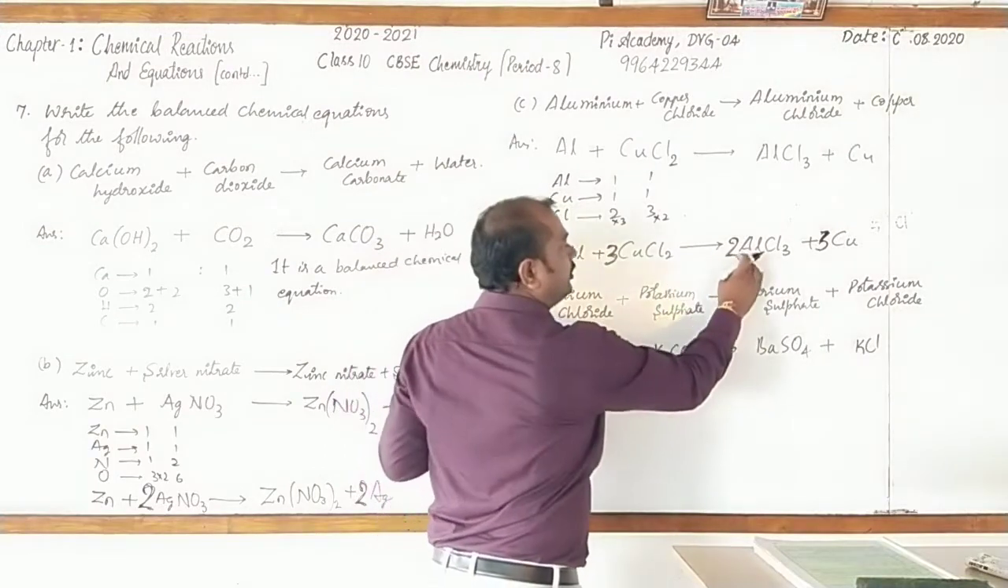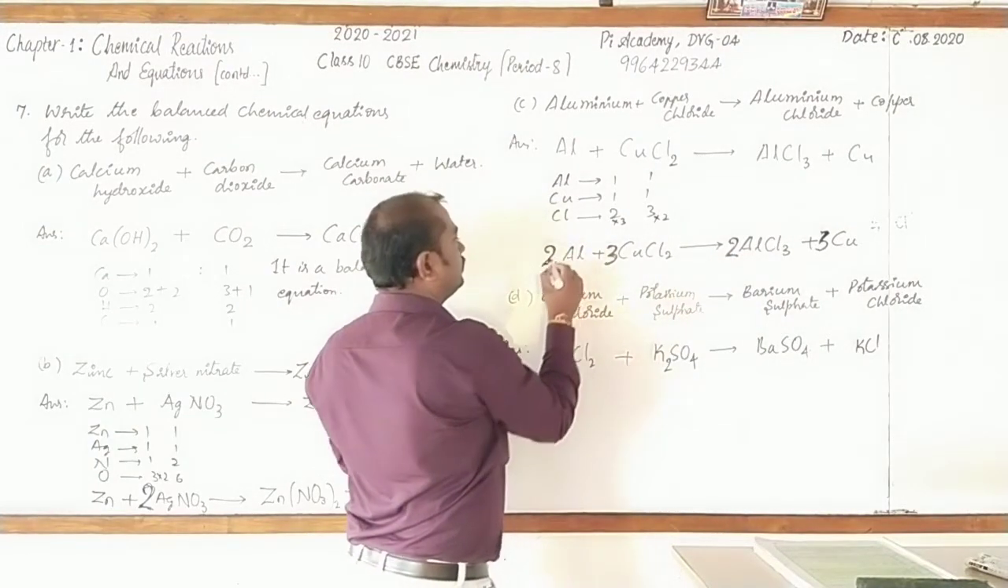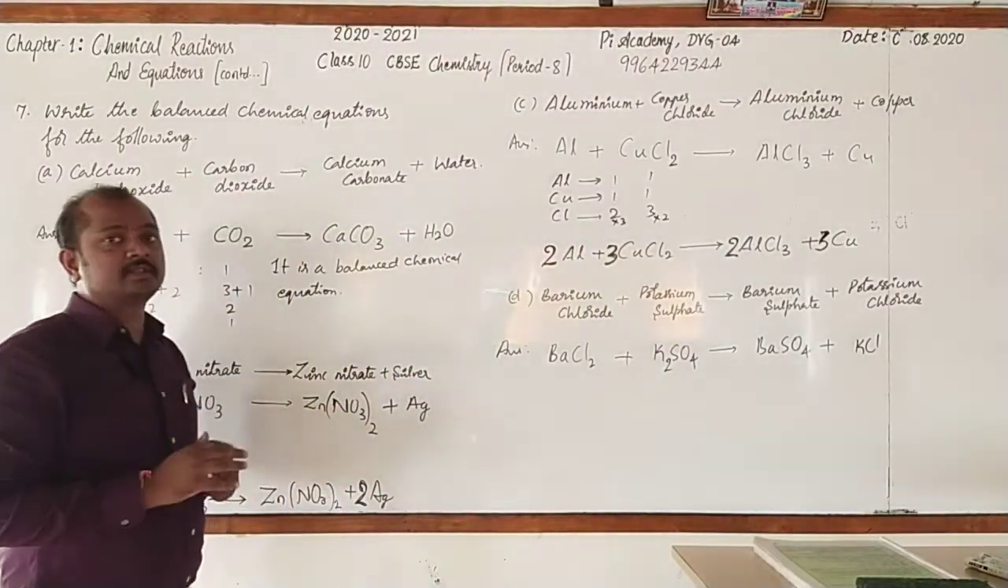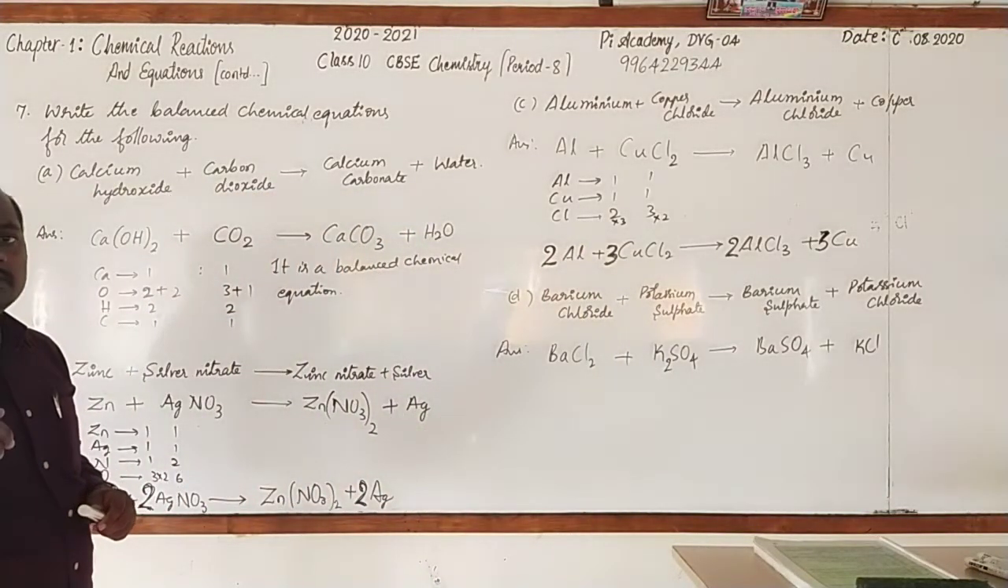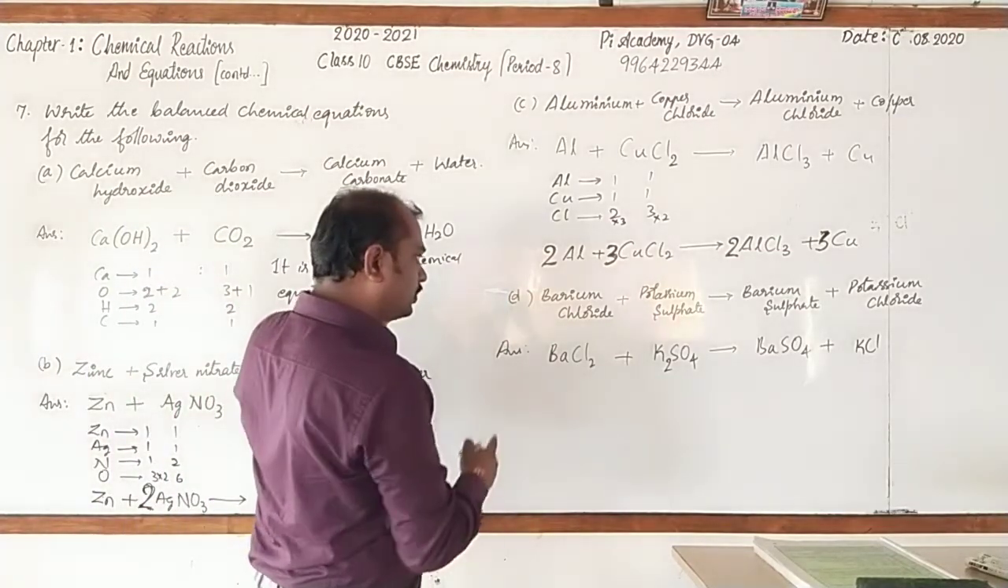Next, aluminium, 2 atoms of aluminium. Here I'll write 2. It is a balanced chemical equation. Did you understand? Yes. Now we will move on to another one. Please go through this.